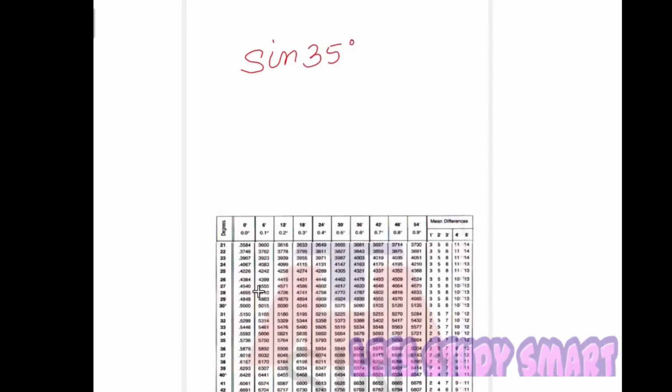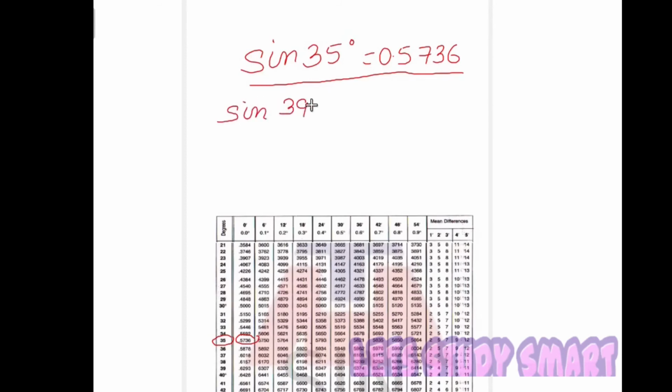35 degree. Now when I say 35 degree, you are simply going to search 35. So if you observe, we have 35 over here, and 35 corresponds to 0.5736. That's all. So this is the value of sine 35.